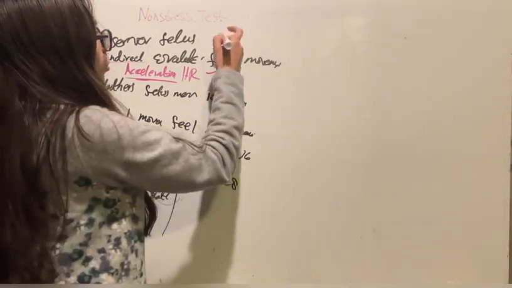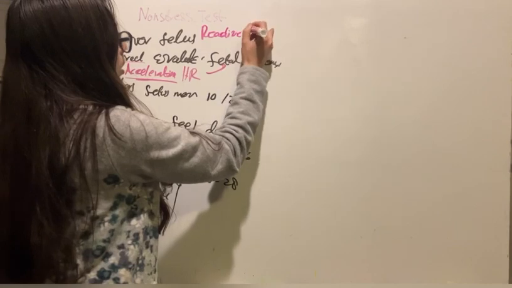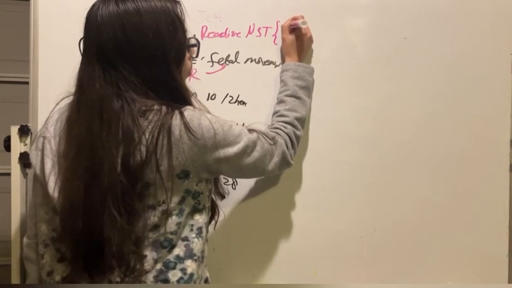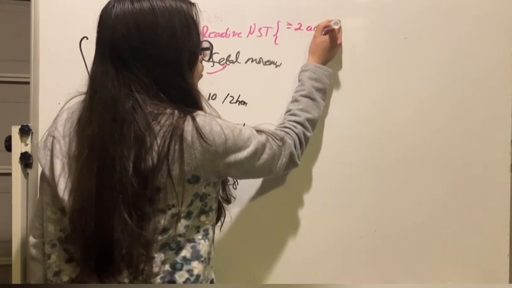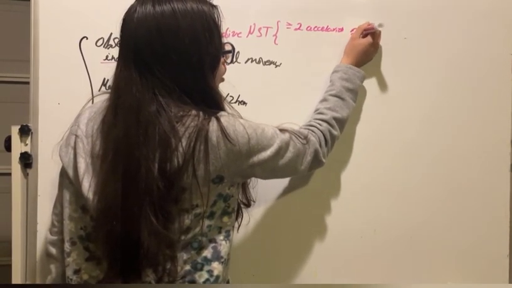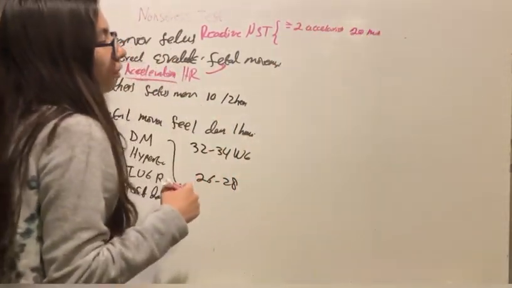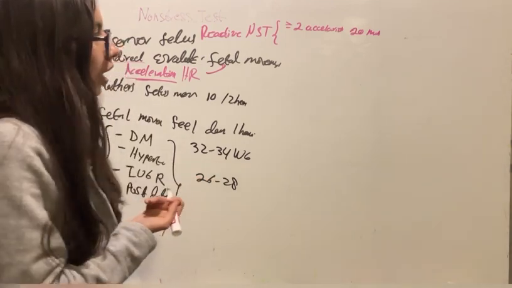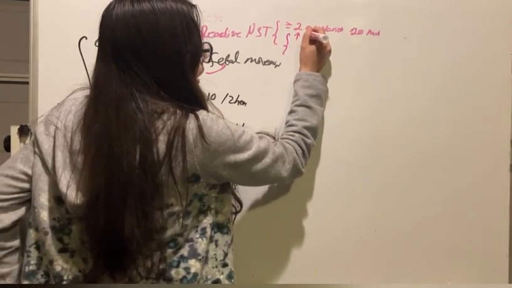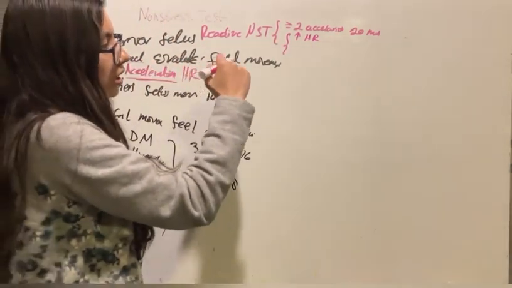So the criteria to have a reactive or reassuring non-stress test is we need to have more than or equal to 2 accelerations during 20 minutes of evaluation. This is the criteria. Now, how do we define an acceleration? An acceleration is an increase in heart rate from the basal heart rate.